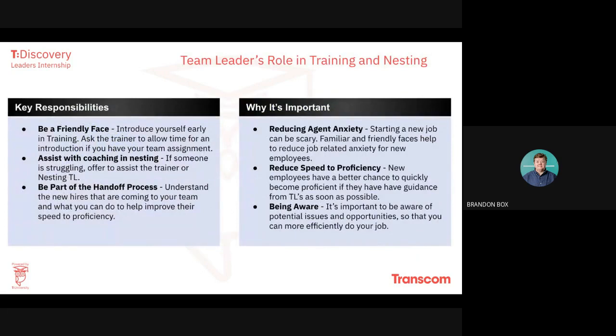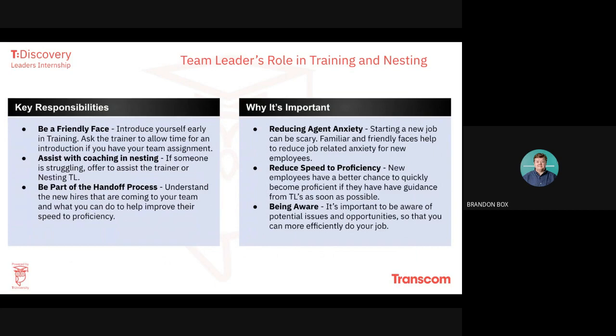Now, let's talk about some of the key responsibilities that team leads actually have in training and nesting. First and foremost, your key responsibility is being a friendly face. Introduce yourself early in training. Ask the trainer to allow for time for an introduction if you have your team assignment.